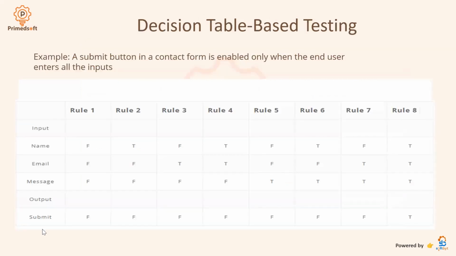Now, we'll have a decision table, and this decision table has a set of rules. For this form, let's say this is a form that we want to fill. It has a name, an email, and a message. Once you've filled all these things, F stands for not filled. So if you didn't enter your name, F stands for not filling, you are leaving it blank, right?